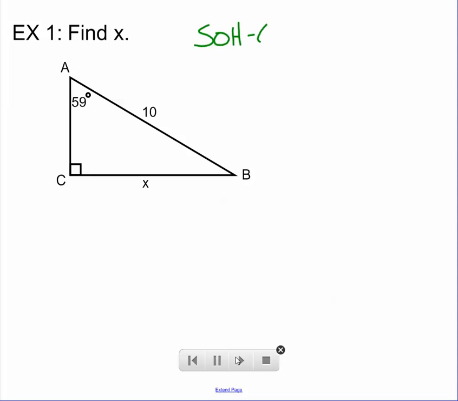Let's look at what we learned yesterday. SOHCAHTOA, those are our 3 ratios. Sine is opposite over hypotenuse. Cosine is adjacent over hypotenuse. And tangent is opposite over adjacent.